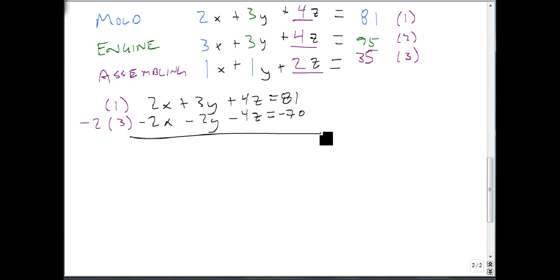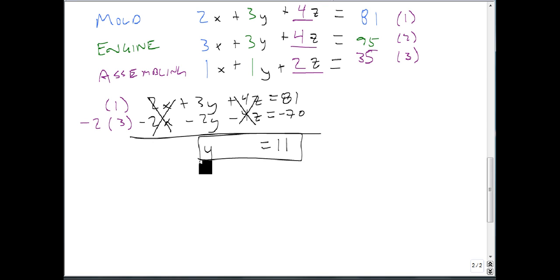We add these together, and oh look, we got a bonus. Not only are the z's going to eliminate like I was planning on, but the x's are too. X's are gone, z's are gone. That leaves me with y equals 11. So now I know that of my 24-inch I have 11. That speeds things up tremendously.